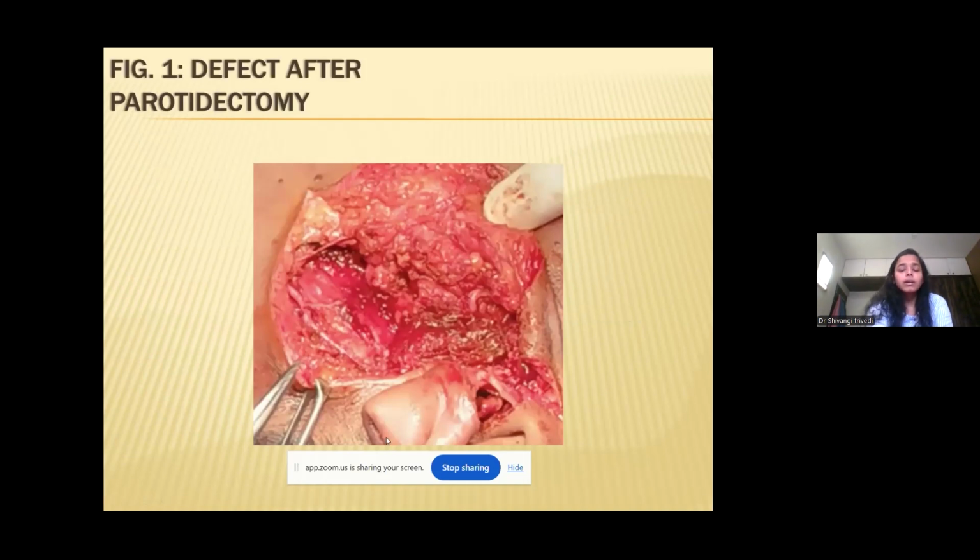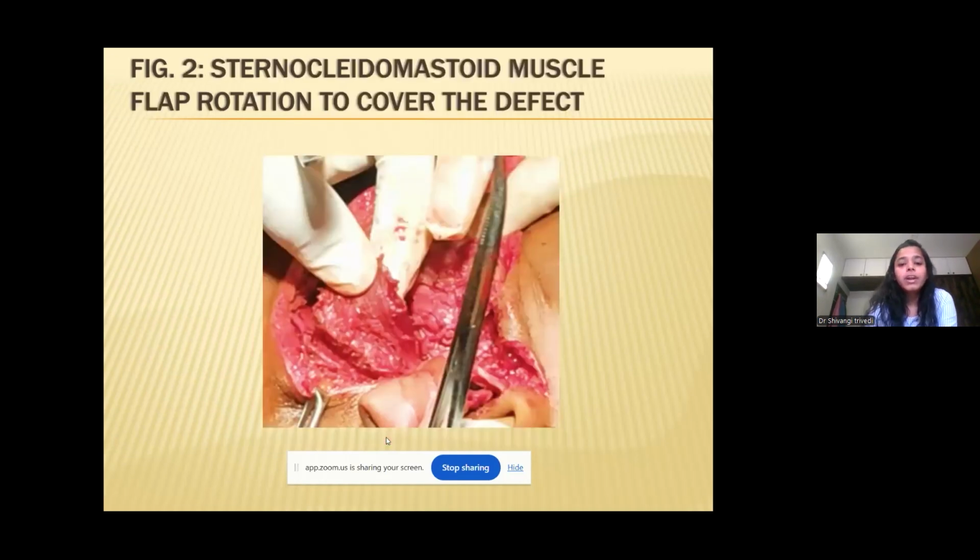For example, this is one of my cases, which shows the post-surgery defect. This is a defect which was produced after the surgery was done, and so we elevated the SCM flap adequately. Only as much as required, we elevate the sternocleidomastoid muscle and then suture it to the nearby soft tissue areas.